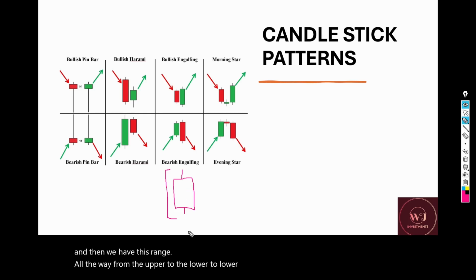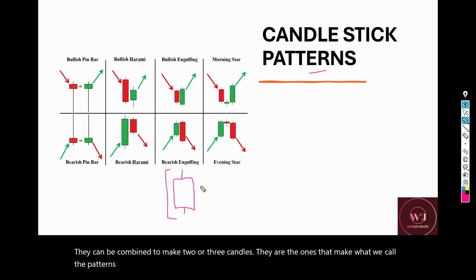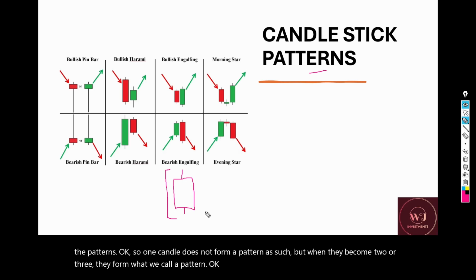So again, when you look at these candles, they can be combined to make 2 or 3 candles. They are the ones that make what we call the patterns. One candle does not form a pattern as such, but when they become 2 or 3, they form what we call a pattern. And that is what we are going to be looking at.